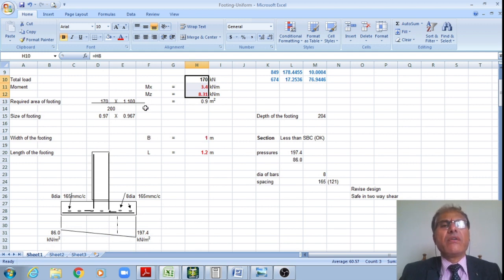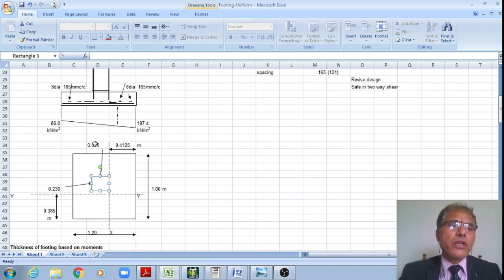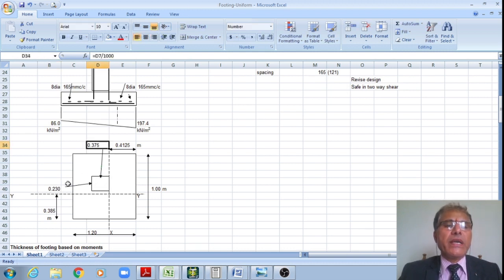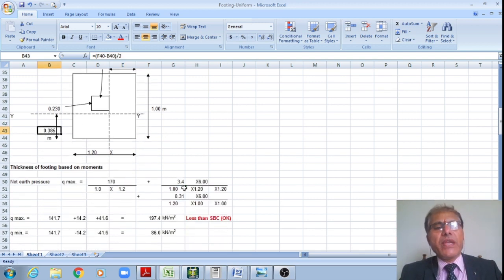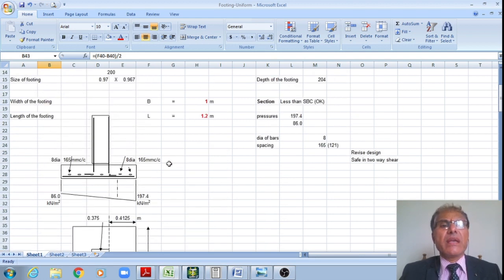Therefore, the area required is 0.9 meter square. I am proposing L equal to 1.2 meter and breadth equal to 1 meter, as we already assumed in the previous assumption. Therefore, there is a 1.2 meter by 1 meter footing. If you are proposing a pedestal, then you give the size of the pedestal, therefore 0.375 by 0.25. Now I have the cantilever projection along the 1.2 meter as 0.4125, and the cantilever projection along the width as 0.385. Therefore, now I'll calculate the bending moment for this cantilever projection.